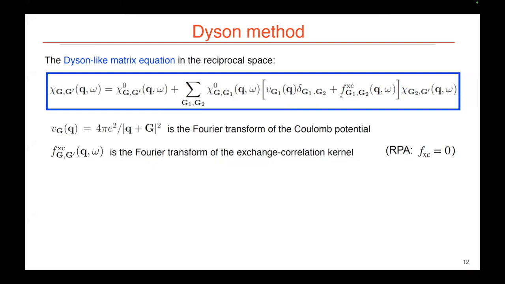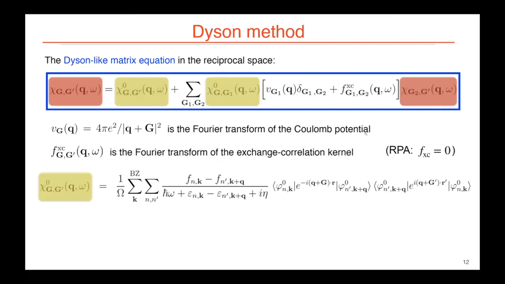And then we have chi. So essentially, the unknown object chi appears on the left of the equation and on the right of the equation. So to solve this equation, we need to use a self-consistent approach in order to obtain the quantity of interest, chi.